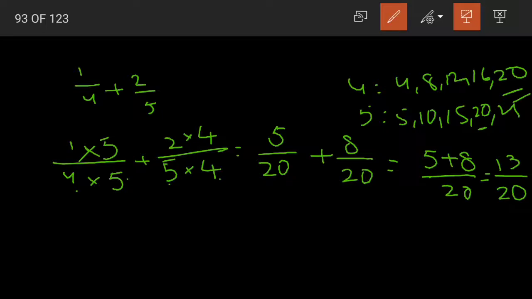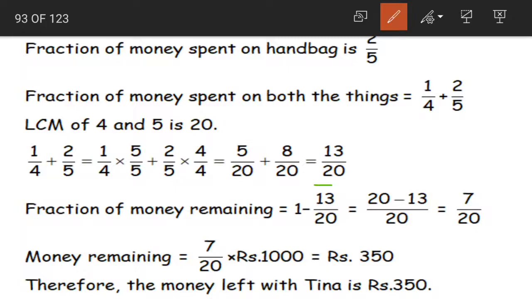Yes children. Now how did I add these together? Because these two are like fractions, 5 by 20 and 8 by 20, we can simply add the numerators and retain the common denominator. Now what is this 13 by 20? It is the fraction of money spent on both the things. What are both the things here? On the dress and the bag. So when we combine both, Chitra here has spent 13 by 20 of the given amount.